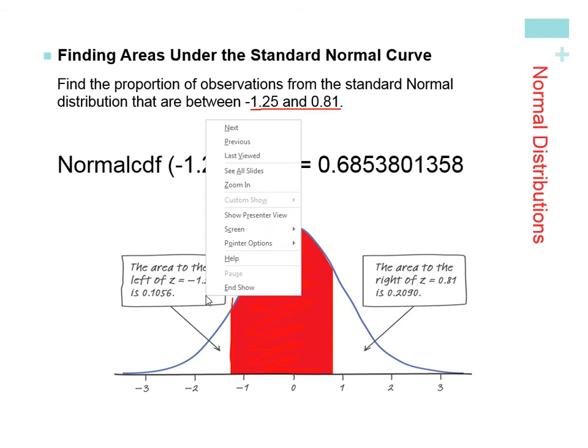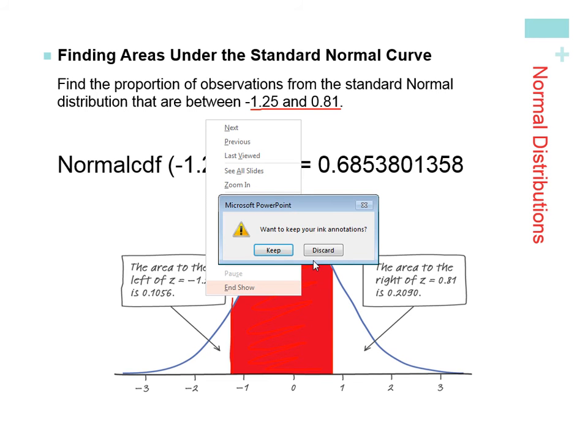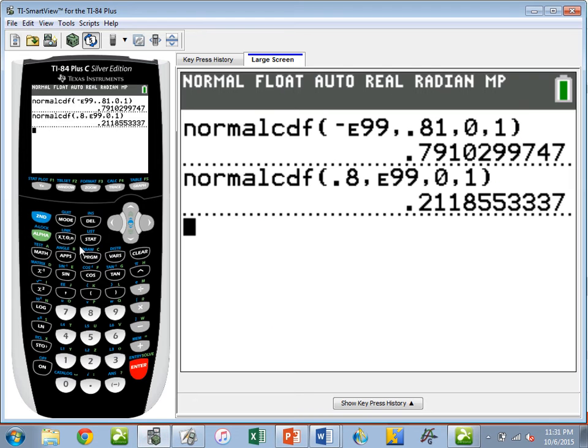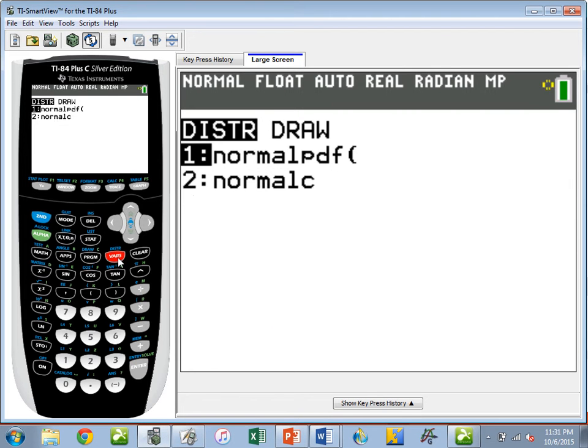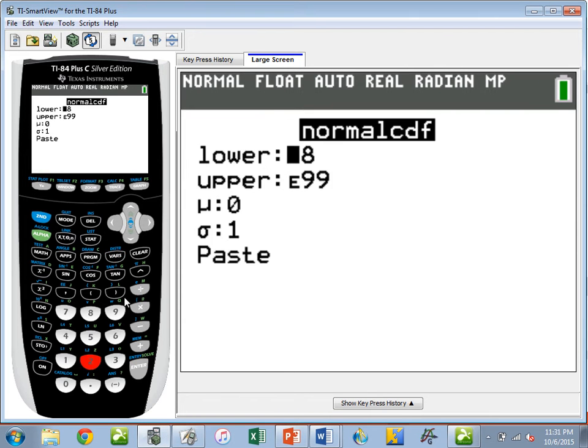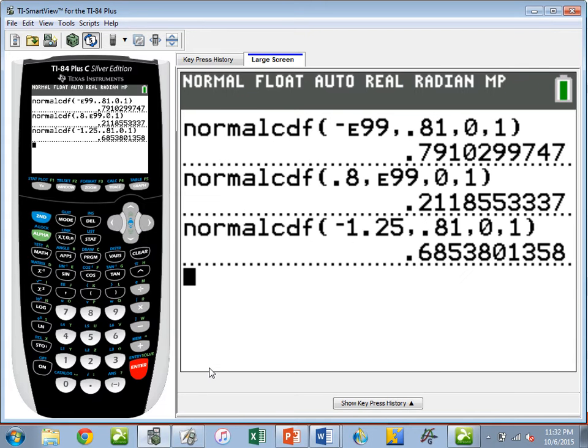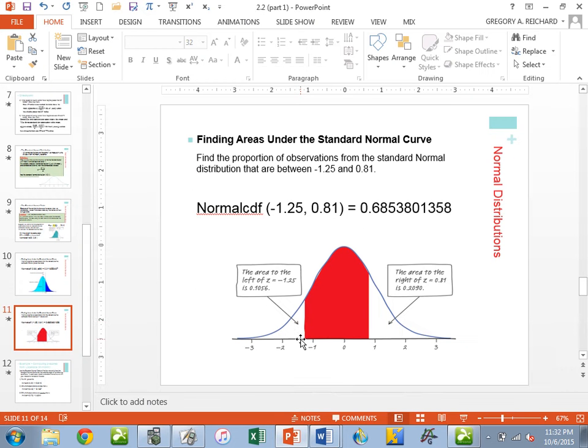So if I once again go back to my calculator and I put in the normal CDF, where the lower bound is negative 1.25, the upper bound is 0.81, so that's where that 0.685 value comes from.